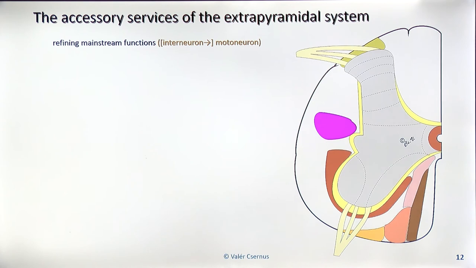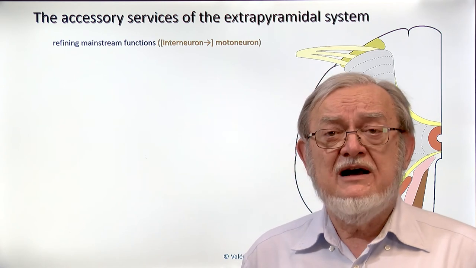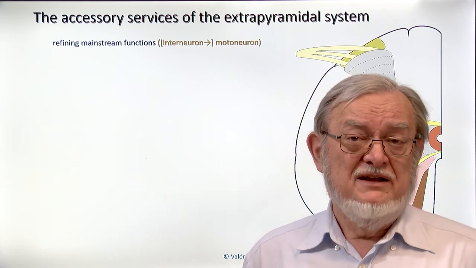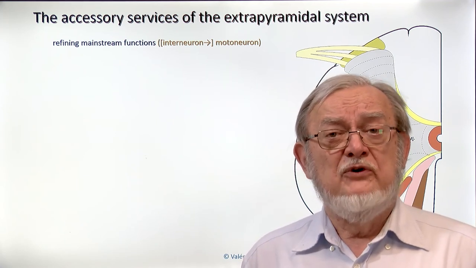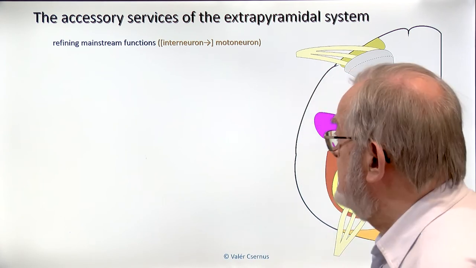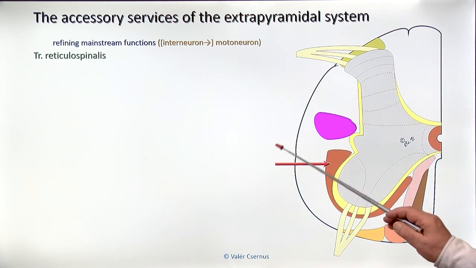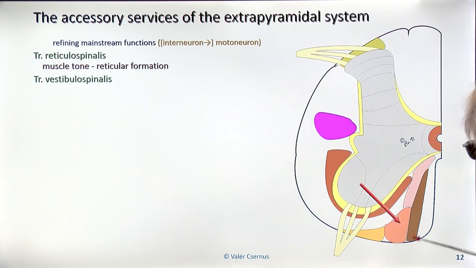However, the story has not ended yet. Whatever I described was the backbone of the extrapyramidal system. And there are a couple of side mechanisms which are very useful. They modify the voluntary movement, correcting it whenever something goes wrong. These pathways are the following. The accessory pathways are the reticulospinal pathways, which come from the reticular formation. And as you know, this is the pathway for muscle tone. The vestibulospinal pathway comes from the lateral vestibular nuclei. As you know, it's the main output of the vestibular system. And this is for balance.